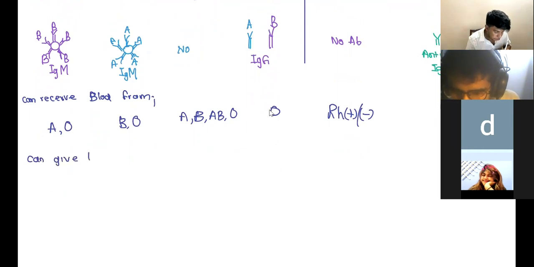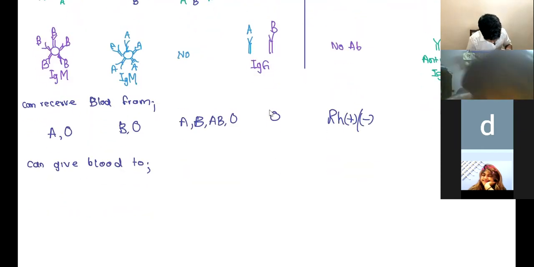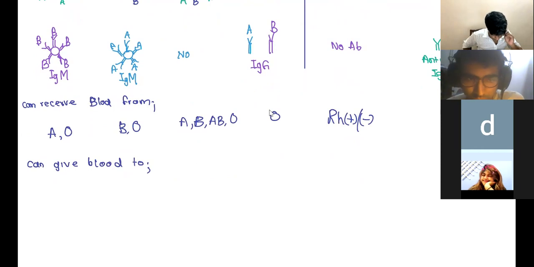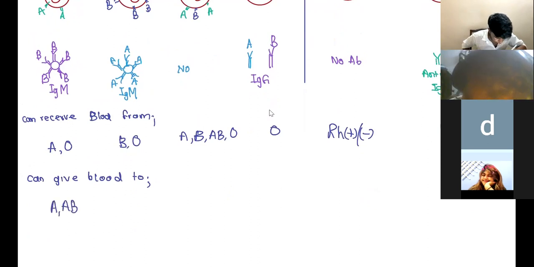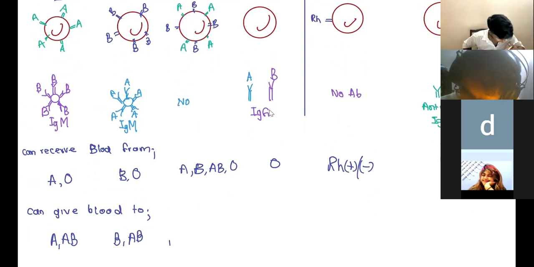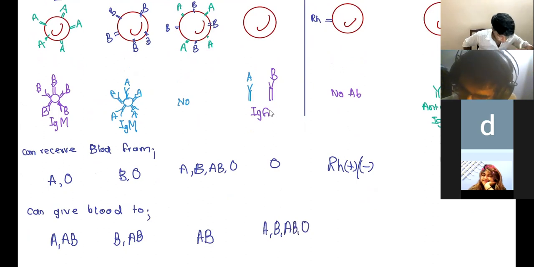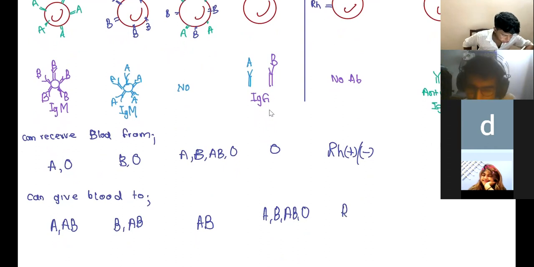The next one is, can give blood to? Whom can A give blood to? A and? B. A and AB. So this is B and AB. And this, who can they give blood to? AB only. Okay. And O can give to everyone. So rhesus positive people can only give it to rhesus positive people. Rhesus negative can give it to both rhesus positive or negative. Okay.